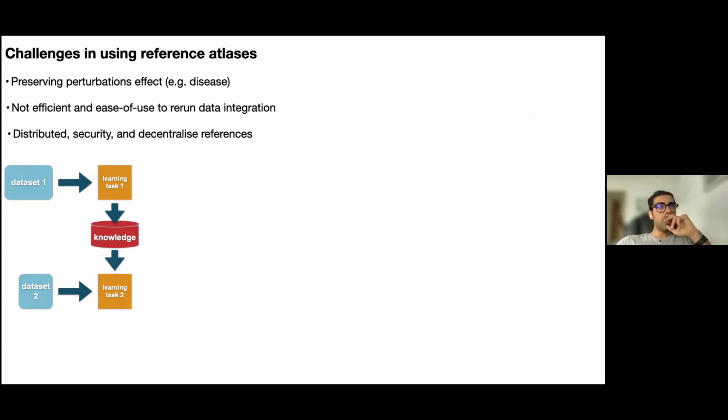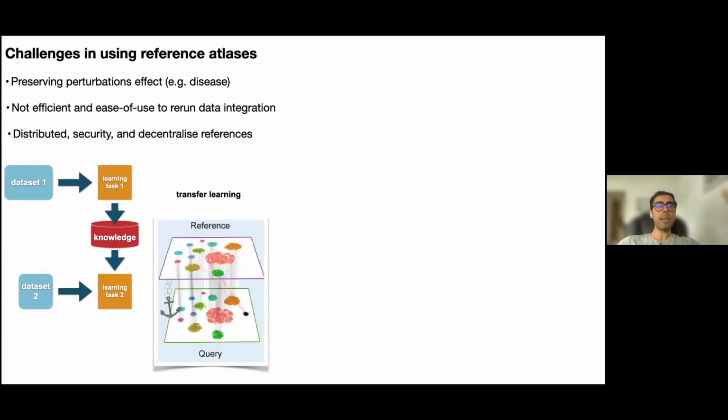And for that, we use a concept in machine learning called transfer learning. Transfer learning works like this: you train a learning system on dataset 1, and you think that there would be some shared knowledge between dataset 1 and dataset 2, and you would like to transfer this knowledge from the learning system trained on dataset 1 to dataset 2, in order to improve the performance on dataset 2. This concept is known as transfer learning. We use it to transfer knowledge from a reference atlas to a new data set known as the query.